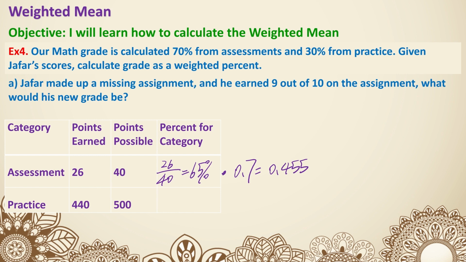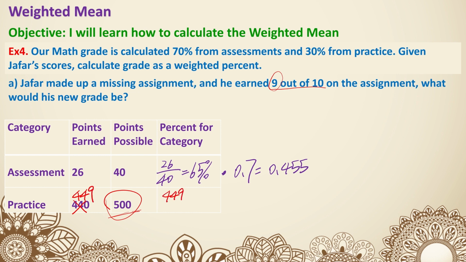Let's make something clear. Points possible. This number, you can pause here and think, would it actually change? The answer would be no, because the points possible have already been set. Jafar just chose to not do that assignment, which means he earned 0 out of 10 on that assignment, but it wouldn't change how many points he could potentially get. So the 500 wouldn't change, even though the question said 9 out of 10. The 10 is already included in that 500. So it's the points earned that is changing, because now he earned an extra 9 points. So this will become 449.